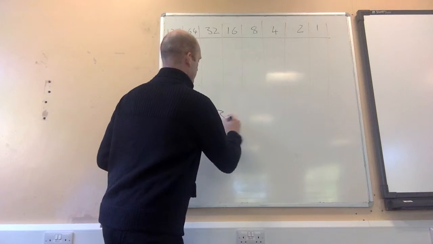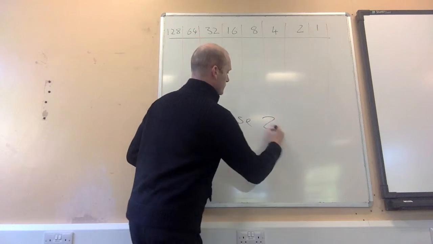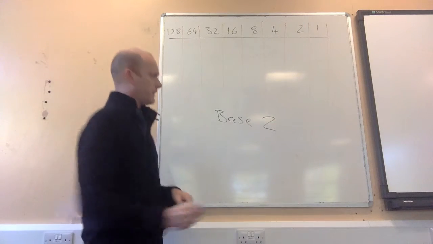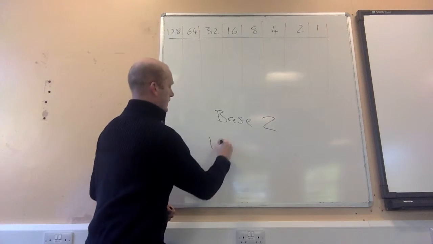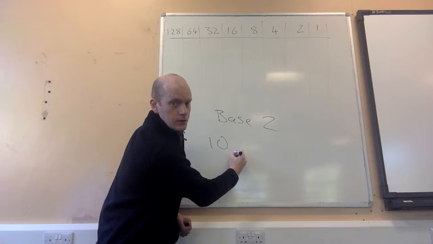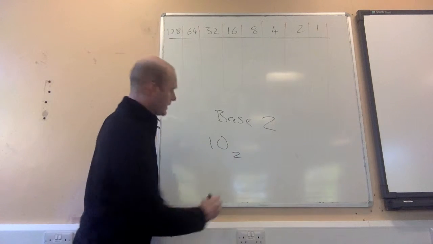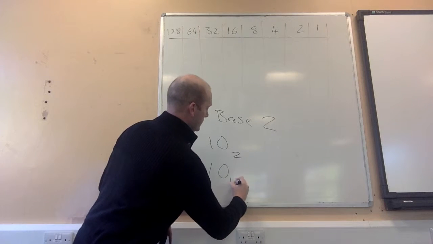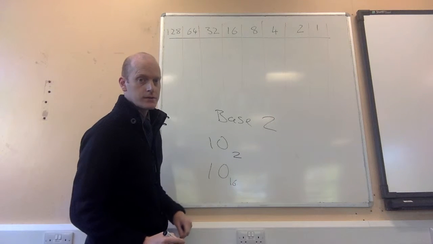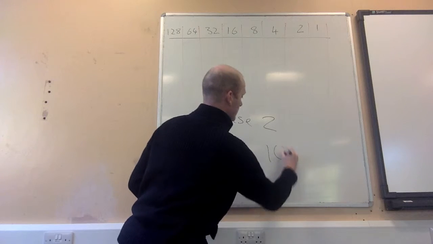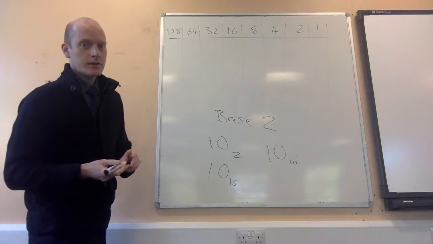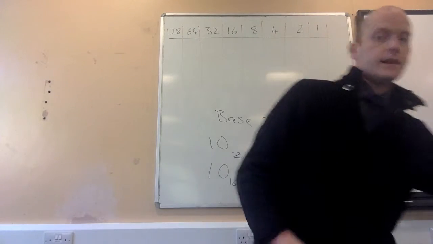So this is base 2, which is binary, and if I was writing a number in binary, I would indicate that it was in base 2 by putting a little 2 down in the base. Likewise, if it was hexadecimal, I'd put base 16, and if it was decimal, then I would put base 10. So that's what we learned in our last lesson.